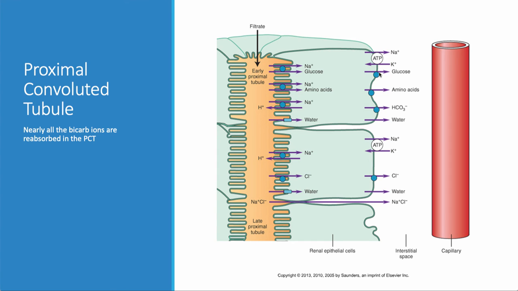The glucose comes out. Remember, it's being reabsorbed from the filtrate, gets reabsorbed and goes back into the bloodstream over here. Same with amino acids, same with bicarb, same with some of the water, same with some chloride. All of those things are happening in these renal epithelial cells. Okay, those are the cells that line the renal tubules.